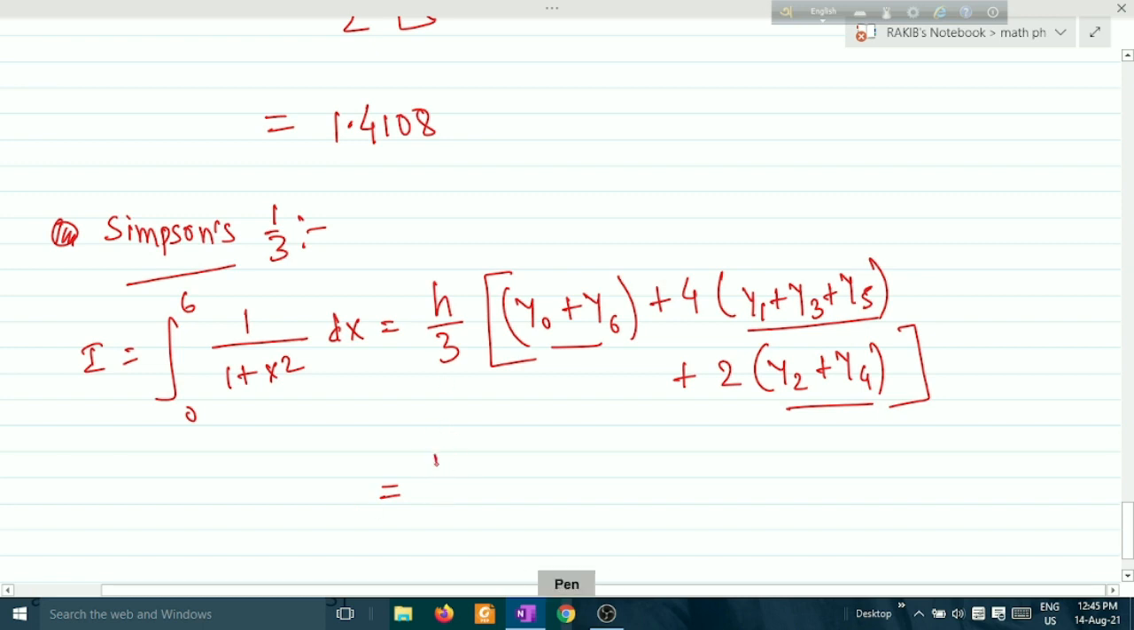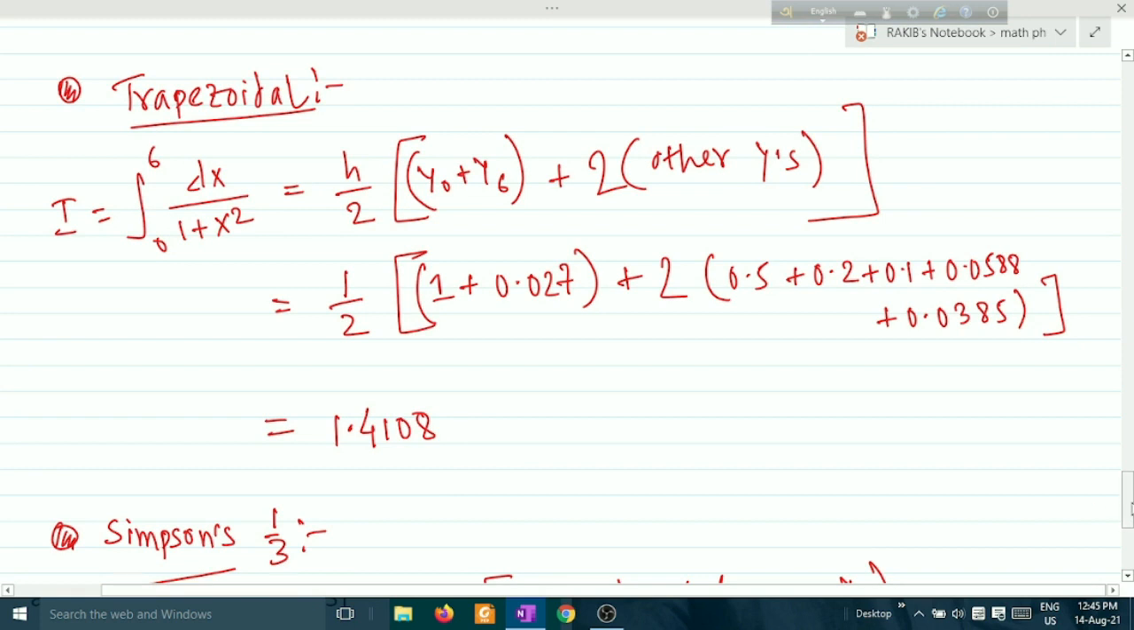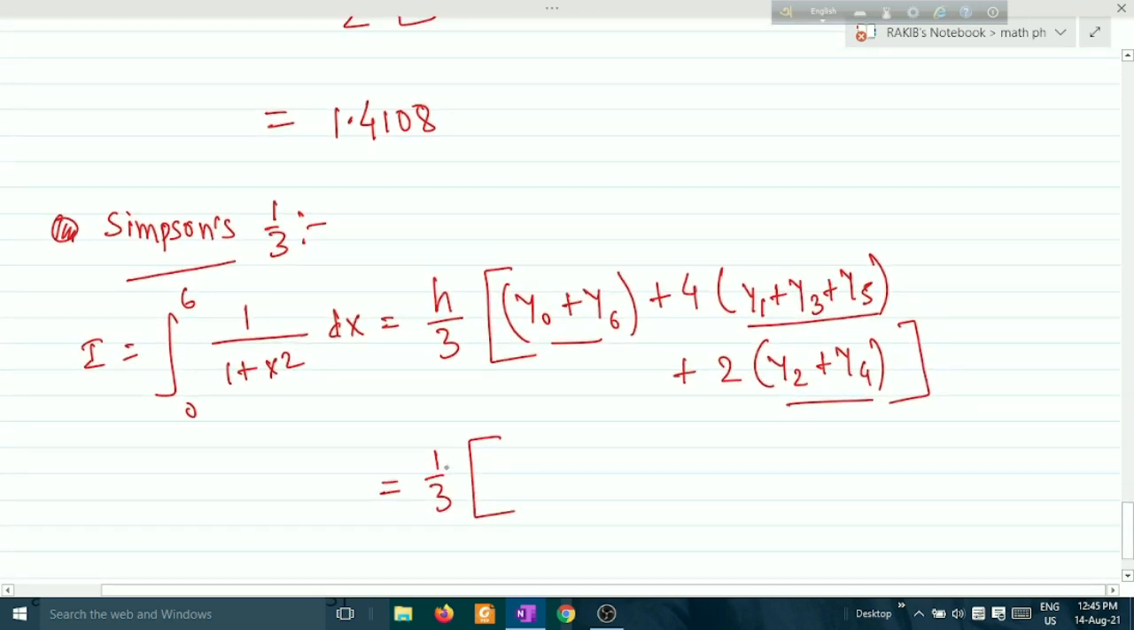1 by 3. What is y0 here? y0 is 1, plus y6 here is 0.027.